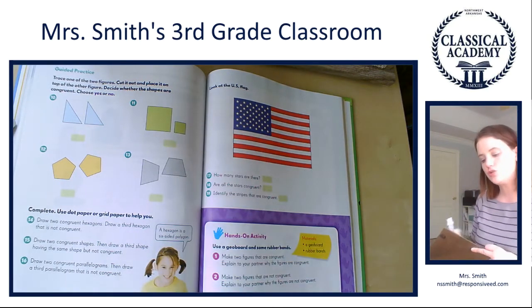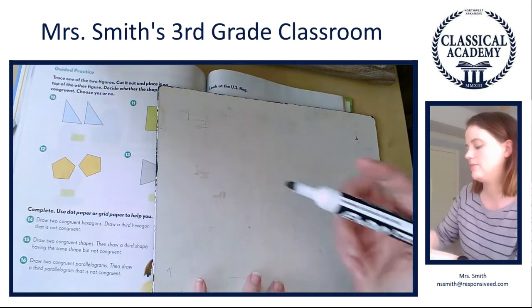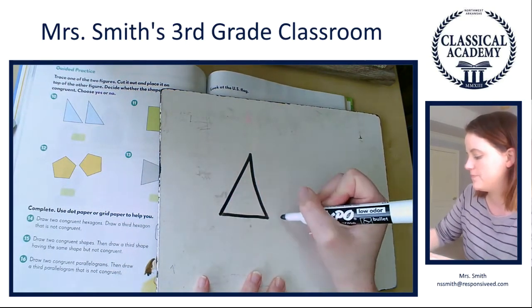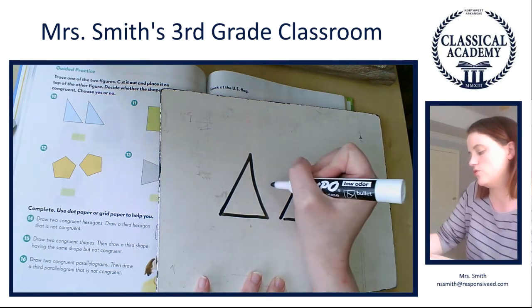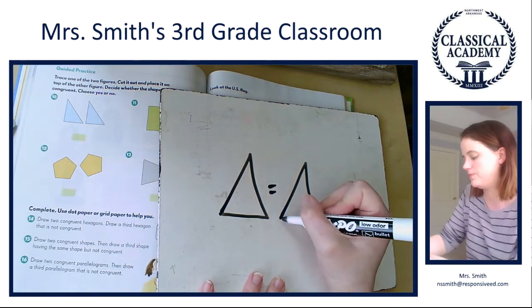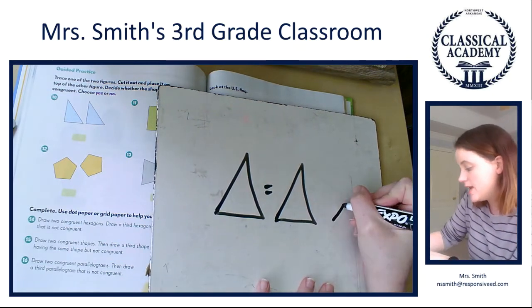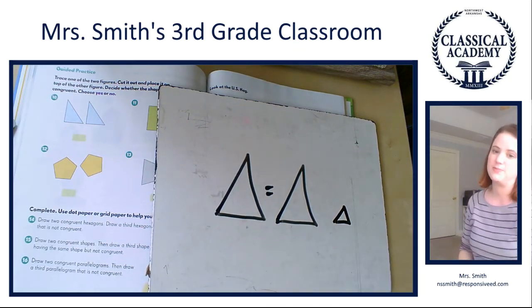All right, draw two congruent shapes. Draw a third shape having the same shape but not congruent. Okay, I'm going to do a triangle, triangle. Those are congruent, right? They're equal. Well, as equal as I can make them. Same shape, not congruent. It's much smaller.